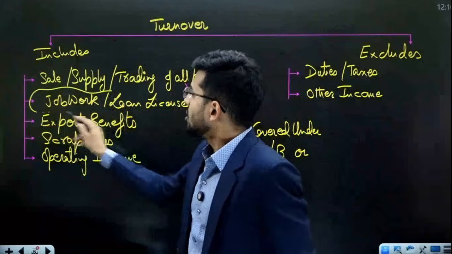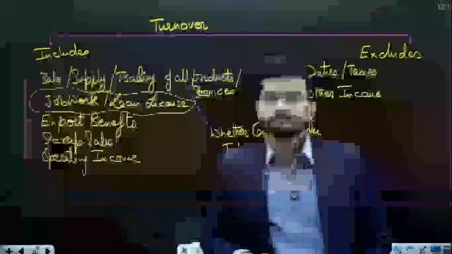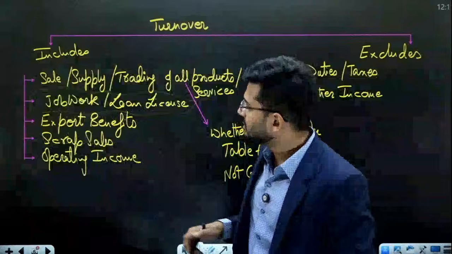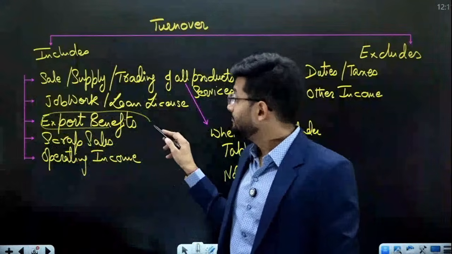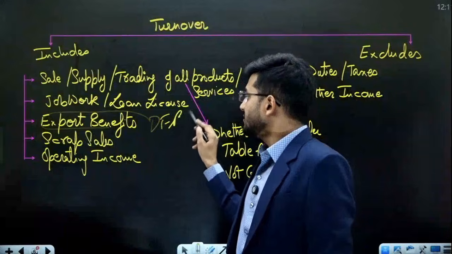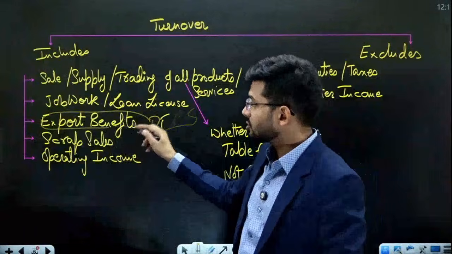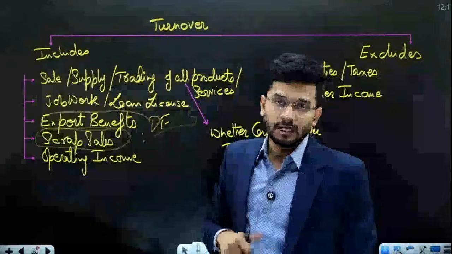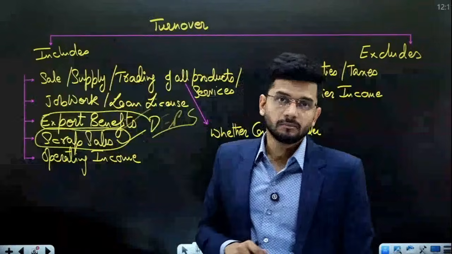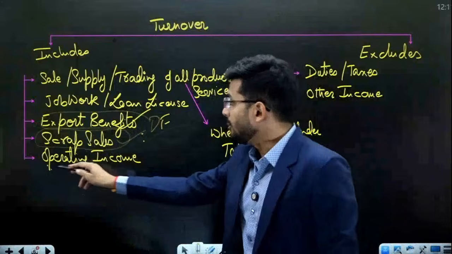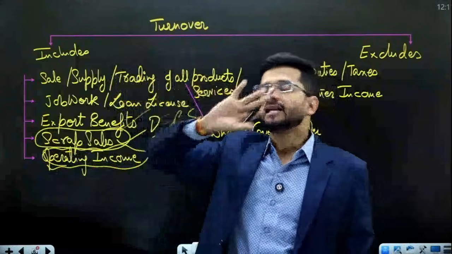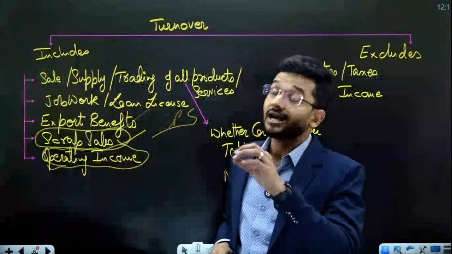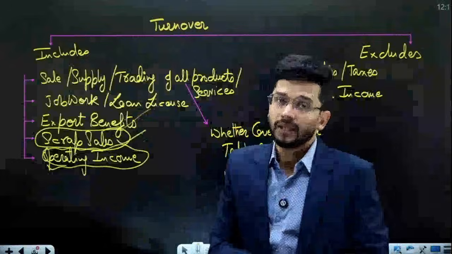Then second is any job work charges or loan license charges. If we have earned money using job work for someone else, then that is also to be included in the turnover. Export benefits like DEPB passbook, if we have earned some credits of DEPB, that is also to be included. Scrap sale, if you have sold some scrap and some income has been generated, that is also included in the definition of turnover. Then any other operating income is to be included while calculating the aggregate turnover of the entire company.